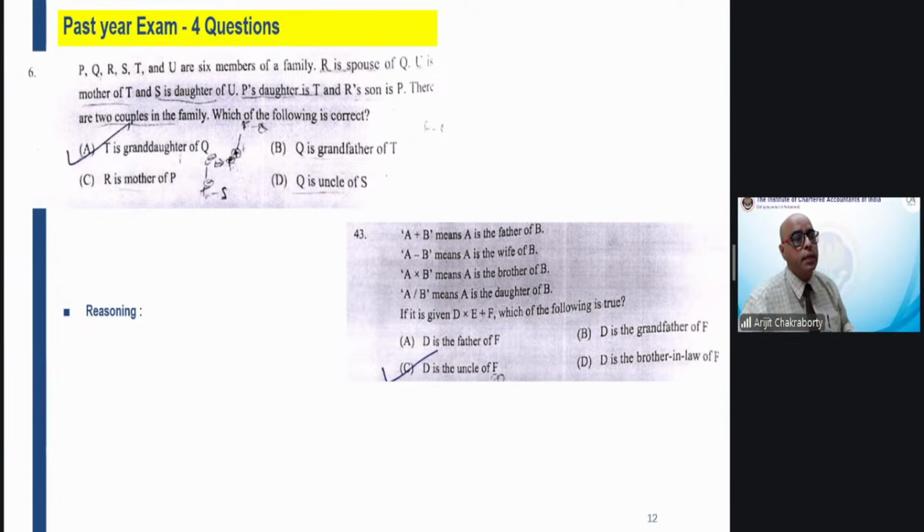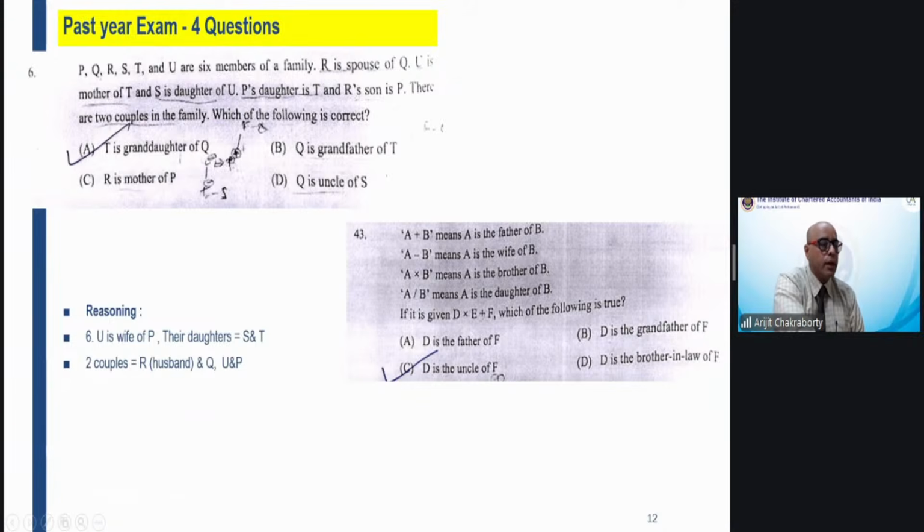Here we can see there are multiple relations given. Question number 6 from the past year's question paper: U is the wife of P, and their daughters are S and T. Basically, there are two couples: U and P, and also R and Q, because R is the spouse of Q. The question is, which of the following is correct? T is the granddaughter of Q. Just draw the diagram and you will get it.